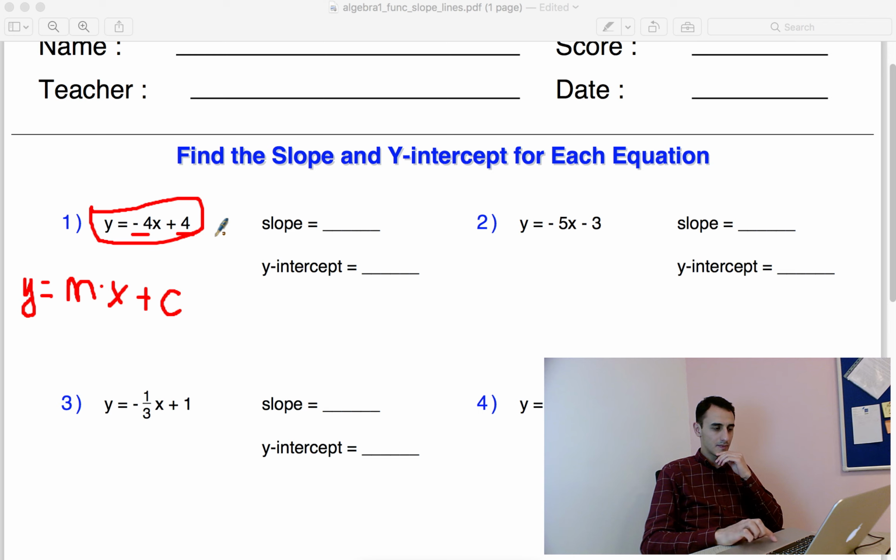So, as the number in front of x is -4, and since this -4 represents m, and since m stands for slope, our slope is -4. And since c is positive 4, it means that the y-intercept needs to be 4. Okay? And if we are asked to write its coordinates, we should write (0, 4).